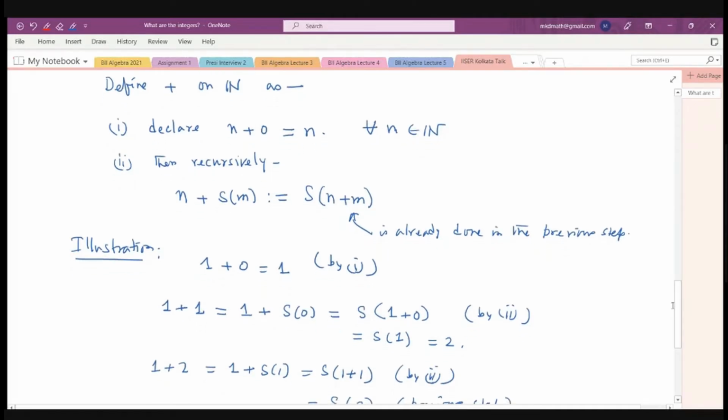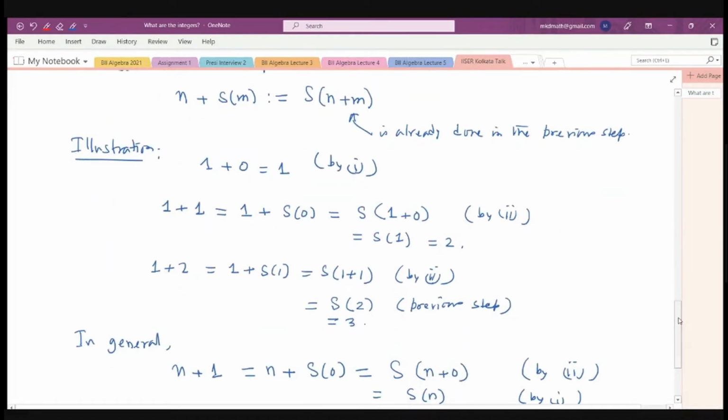Sir, are we already assuming the commutativity of addition here? No. Because for 1 plus 1, I'm not able to see how 1 plus 2 will be equal to 2 plus 1 from this definition. Very good point. So what is your 2 plus 1? This is 2 plus s of 0. So that is s of 2 plus 0. So that is s of 2, which is equal to 3. I am not using commutativity. But I'll give this as an exercise.